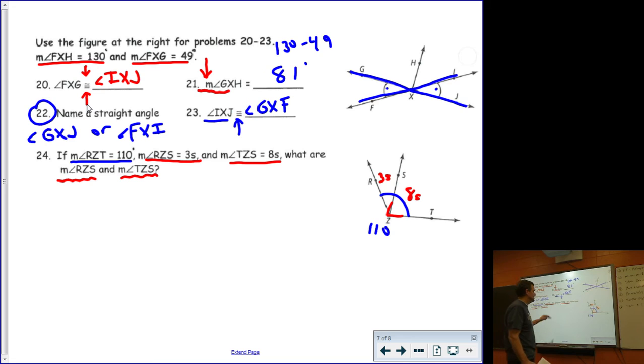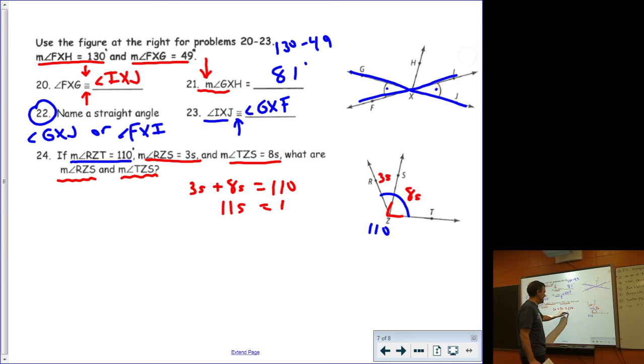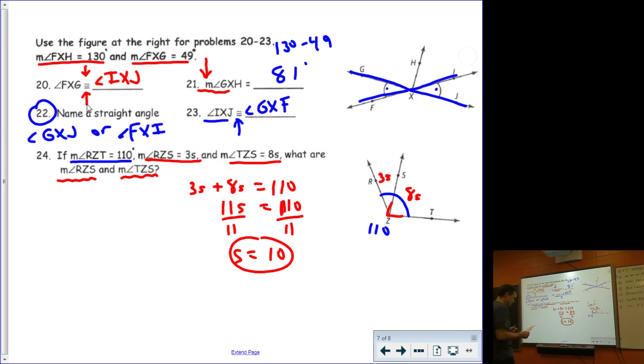Using the angle addition postulate, I know that 3S plus 8S equals 110, or 11S equals 110. If I divide by 11, I get S equals 10. And therefore, the measure of RZS would be 3 times 10, or 30 degrees. That's that one. And the measure of TZS is 8 times 10, or 80 degrees.